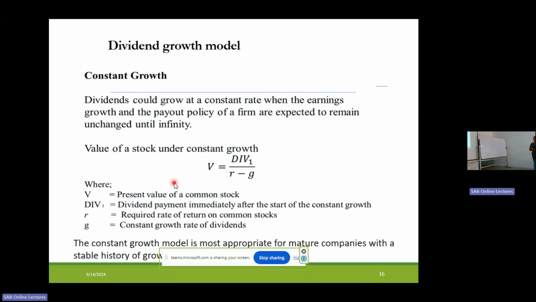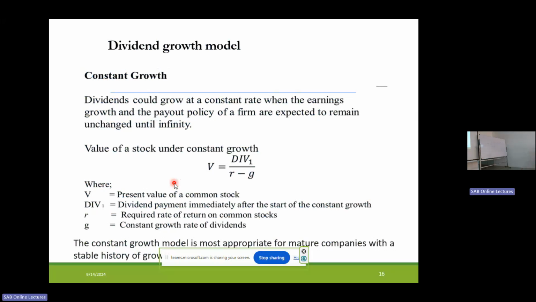Right? Dividends could grow at a constant rate when the earnings growth and the payout policy of the firm are expected to be constant. When the company's earnings growth is constant, you can handle that. Once a company is established, with demand, sales, an established customer base and traction, then when they are at the saturation point, earnings will increase at a constant rate.